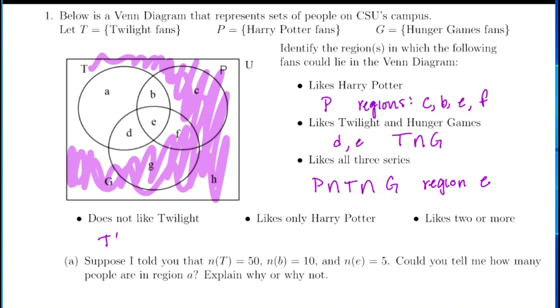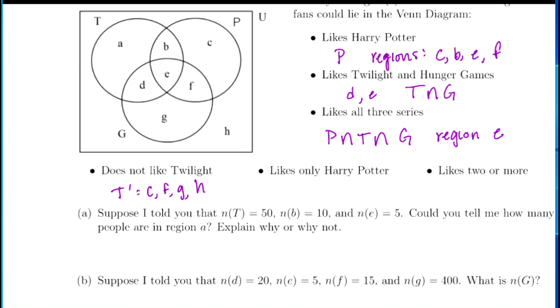And then for the next one, these fans only like Harry Potter. So they like Harry Potter, but nothing else. So they would be in here, only Harry Potter. If you included B or E or F, these folks like other things also, and that's not what we're looking for. We want people who only like Harry Potter. So that would be just region C.